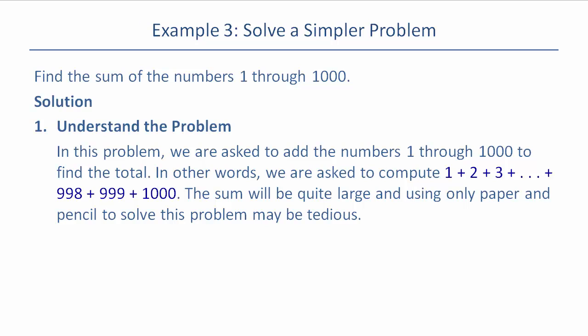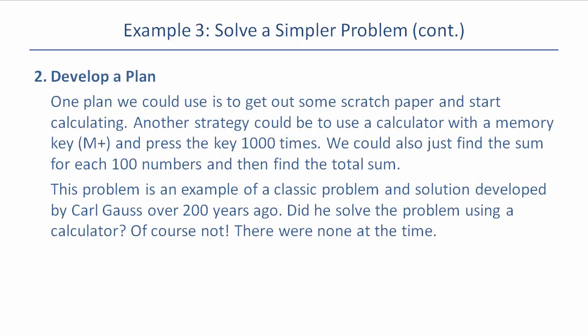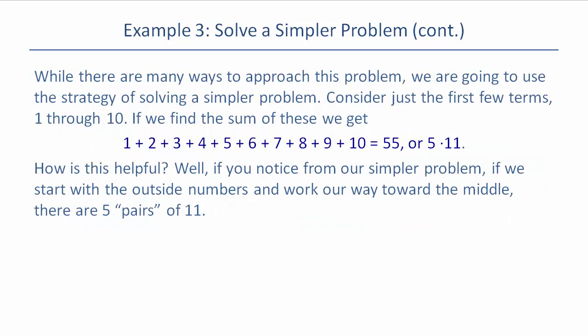So for this particular question, they ask us to add up the numbers 1 through 1,000, and you don't want to have to start doing that because that's a lot of work. That's 1,000 numbers to add together. So maybe try something a little bit easier, like the numbers 1 through 10. And you see that when you add up 1 through 10, you get 55.